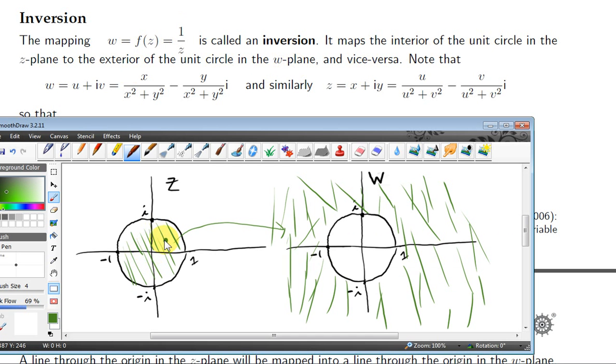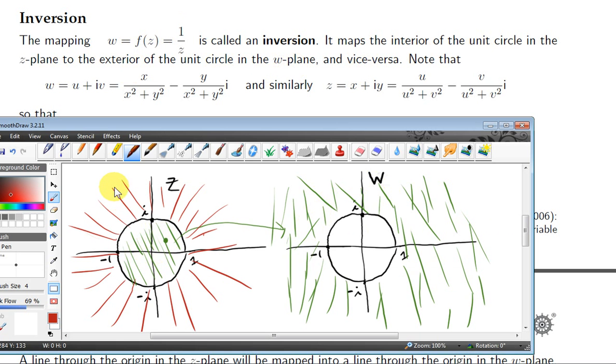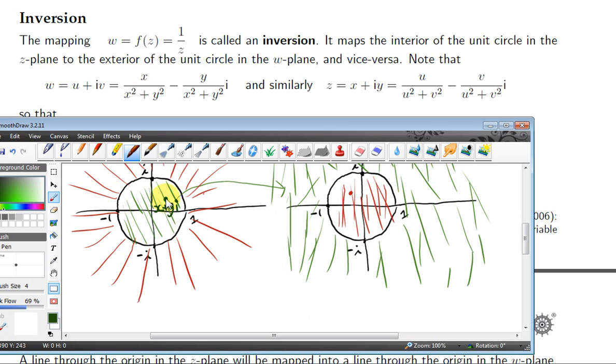Any point in the interior of this unit circle will get mapped to a point outside the unit circle in the w-plane. And any point outside the unit circle in the z-plane will get mapped to a point in the interior of the unit circle in the w-plane. So let's get the image of this point, which I'll just call x plus yi. It's got the property that its modulus, its distance to the origin, is less than 1.